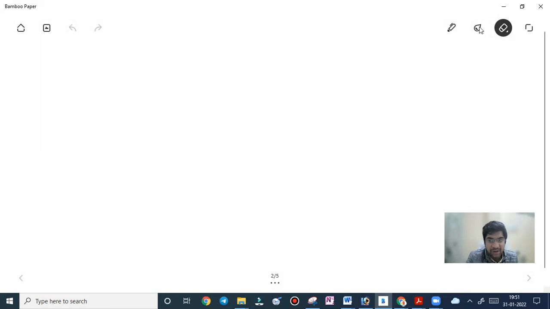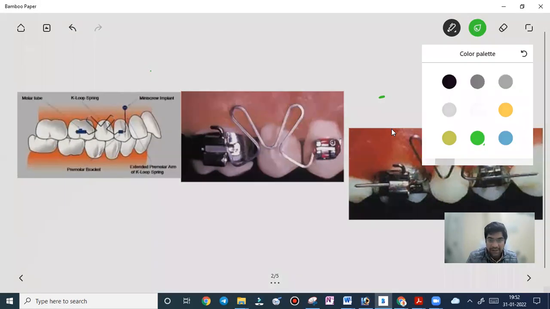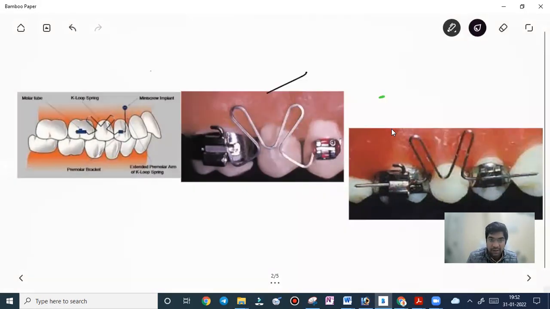So what is the function of this K loop? This K loop will provide force and moment. This one is the K loop. It provides the force and moment, whereas it has a Nance button that is used to resist the anchorage.